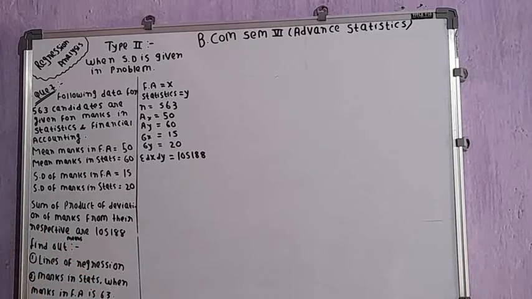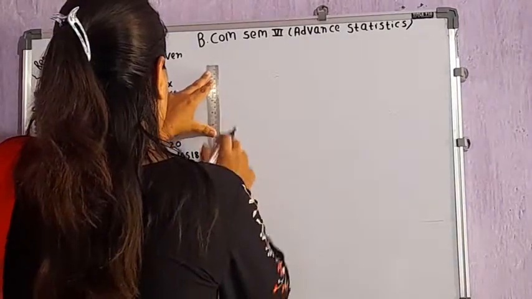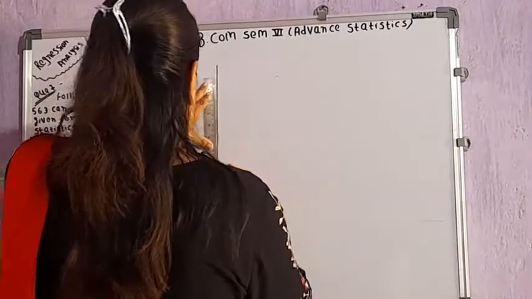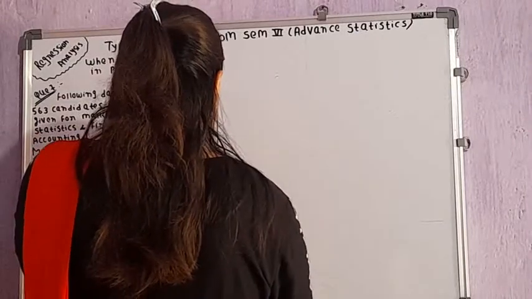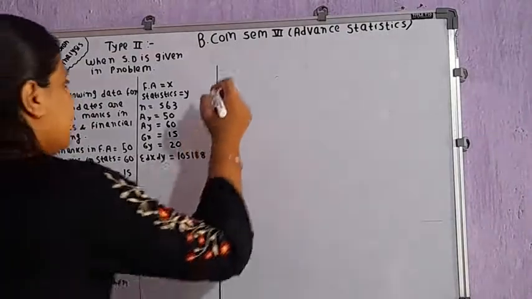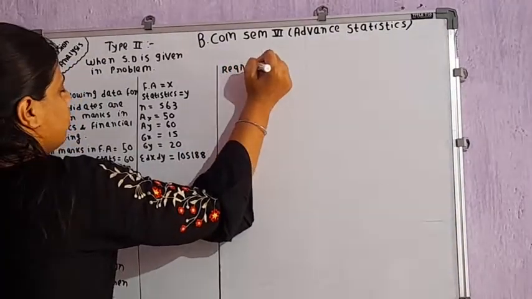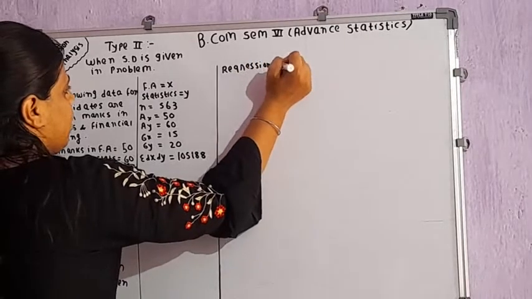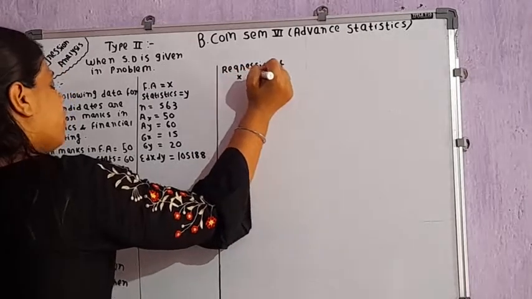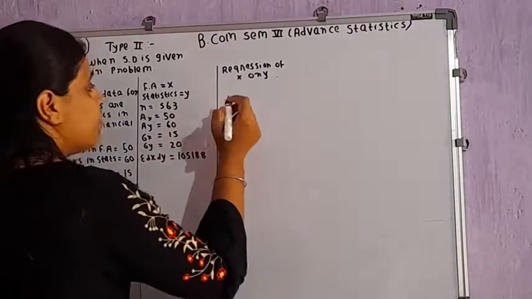Whenever the standard deviation is given in the problem, what is the formula to calculate the regression coefficient of X on Y and the regression coefficient of Y on X? Regression coefficient of X on Y. What is the formula when the standard deviation is given in the problem?